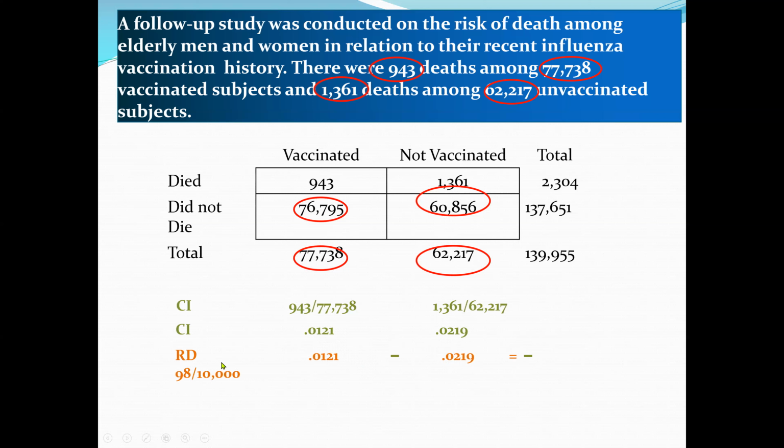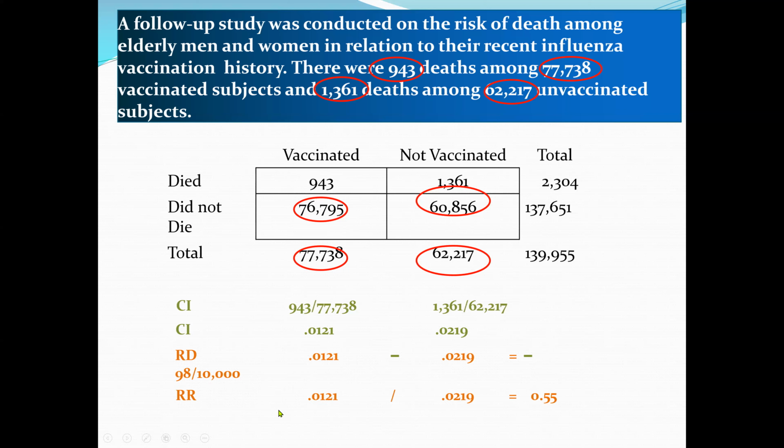So with these two values now, we can find the risk difference, which is step 3. Risk difference again gives us the absolute measure of the association. So it will be the difference between the cumulative incidence of those who are exposed and those who are not exposed. The answer is 0.00098, which will be 98 per 10,000, which means 98 deaths per 10,000 population.